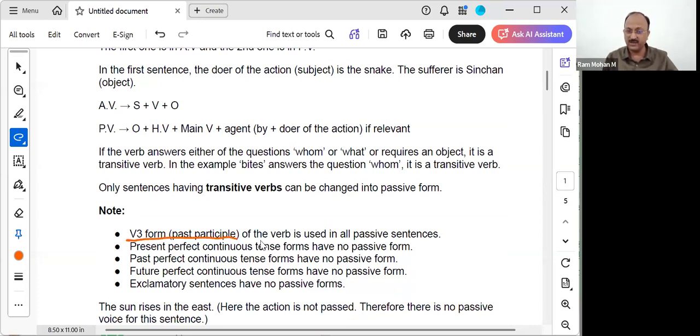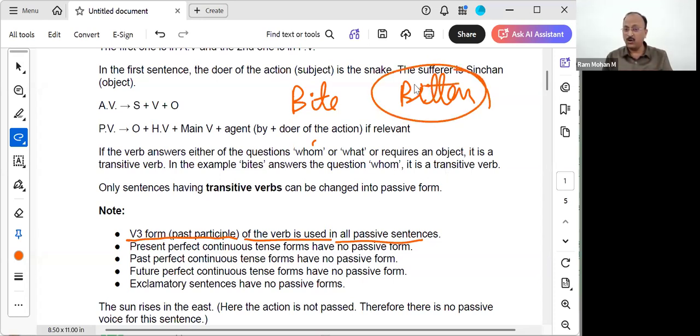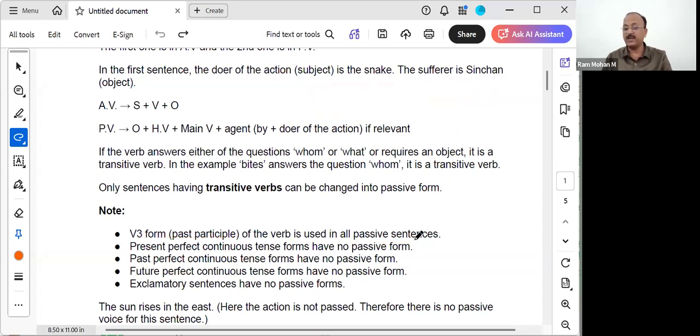In yesterday's class we learned what the V3 form, the past participle form, is. Bite, bitten. Write, written. Sing, sang, sung. Write, wrote, written. Eat, ate, eaten. The third form is called the past participle form. We also call it the V3 form. The V3 form of the verb is always used in passive sentences.